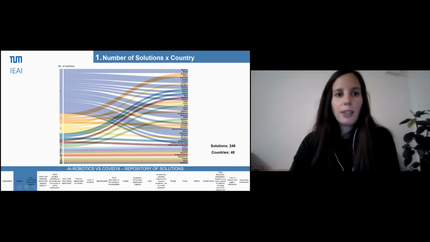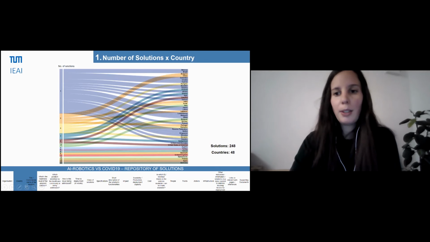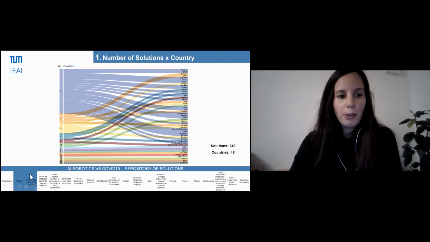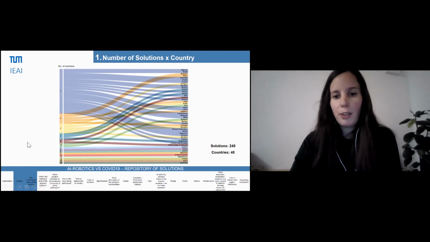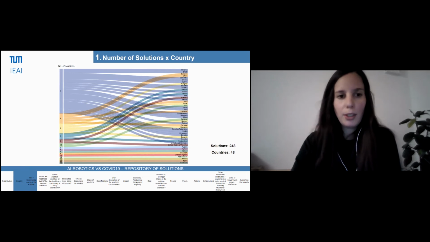So here we see the first findings, focusing on the number of solutions presented per country. Here on the bottom, we see which kind of fields we will be using for each step of the analysis. And we see that 48 countries in total presented the overall solutions. Most of the countries presented just one solution, but other countries like Spain and Germany presented a higher number of solutions to the repository.